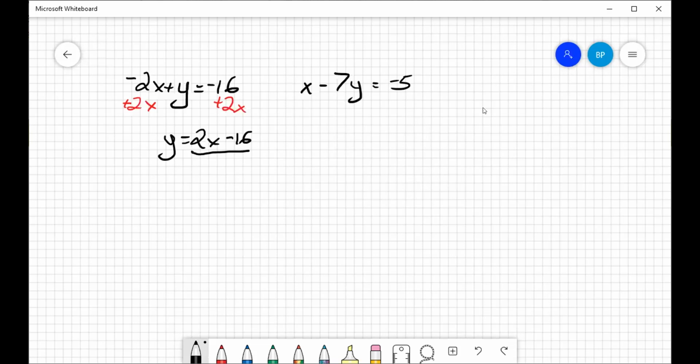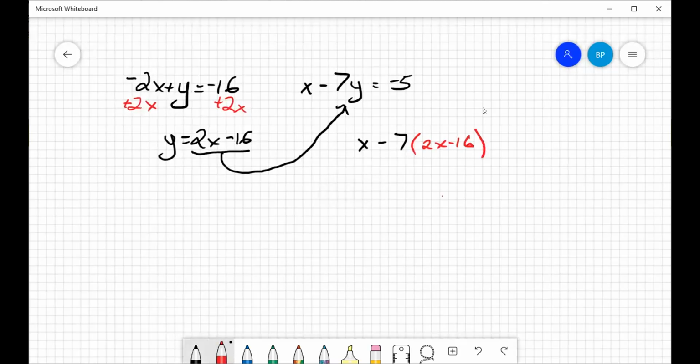Same thing works here. If I know y is equal to 2x minus 16, I can simply replace y with 2x minus 16 in this other equation, right? So this equation tells me what y is equal to, so in the standard form, I can replace it. So in other words, I'm going to leave everything else except that y is going to change to this expression. So I'm going to have x minus 7, but instead of y, I'm going to use that 2x minus 16.